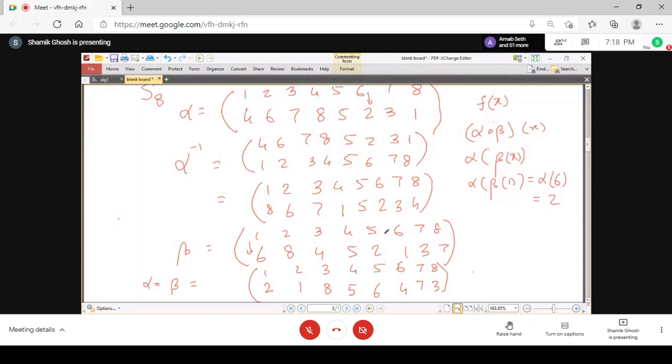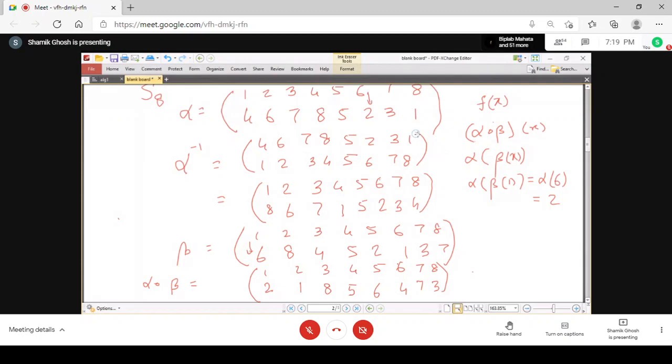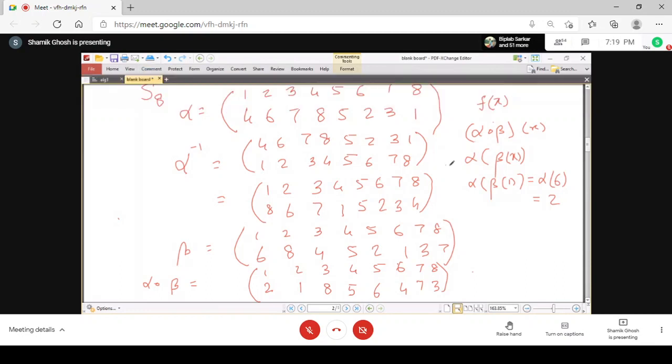If you have any question, you can ask about this composition. It is very simple. We are just composing the two maps.